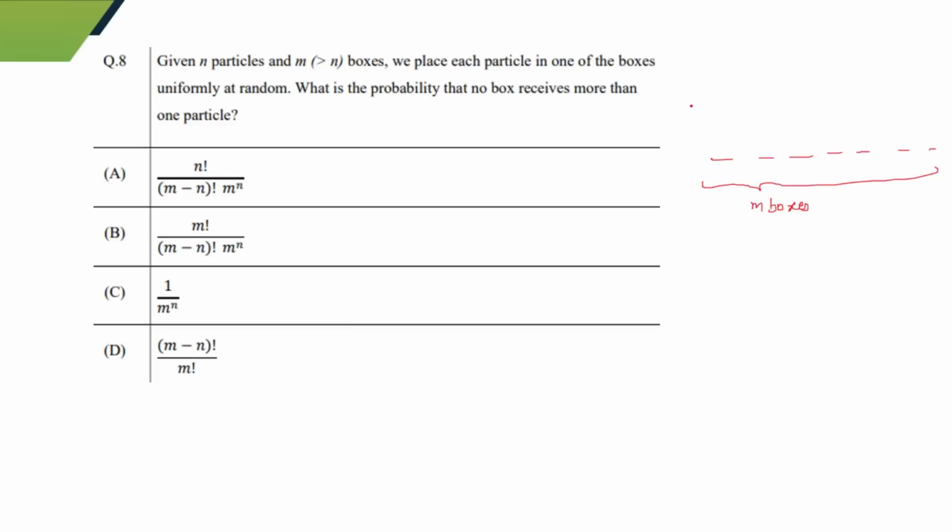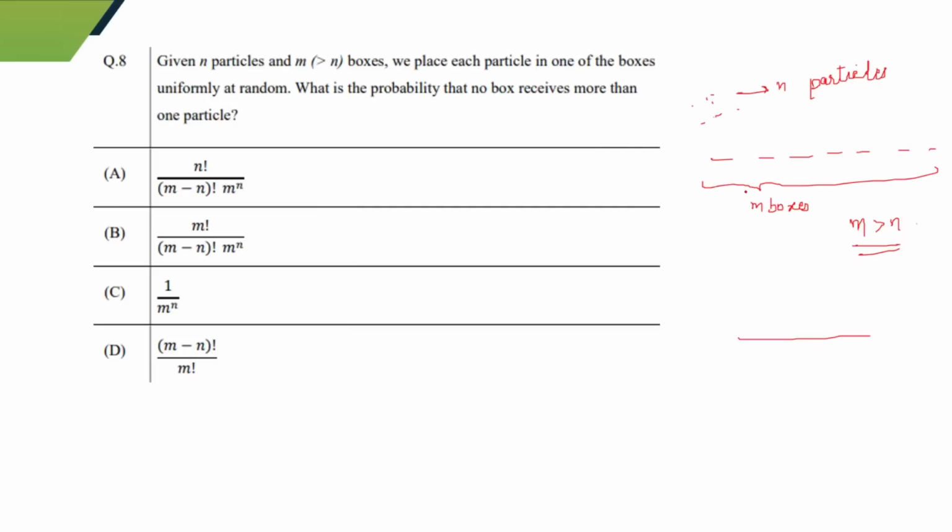And we have n particles. We have to place these n particles in these m boxes such that one box receives no more than one particle. So at most we can put one particle, right? And the number of boxes is obviously greater than the number of particles. That means some boxes remain empty, some boxes have particles. So we have to find out what the probability would be here.